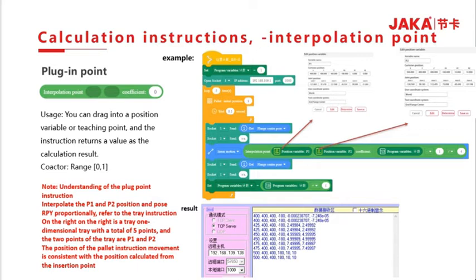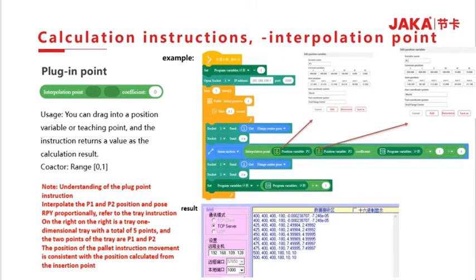The 2 points of the pallet are respectively P1 and P2. After the pallet is in place, the socket sends the coordinates of the center position of the flange at the front end. The robot moves in a straight line to the position of the interpolation point of P1, P2. After the movement is in place, the socket sends the coordinates of the center position of the end flange. After the movement is completed, the count variable is increased by 1 and the cycle runs 5 times.